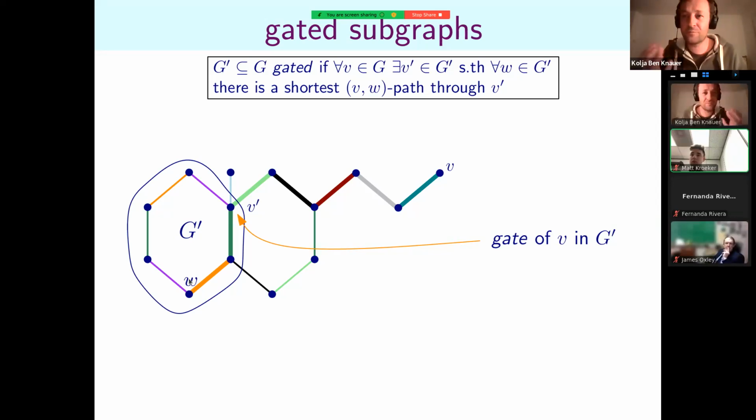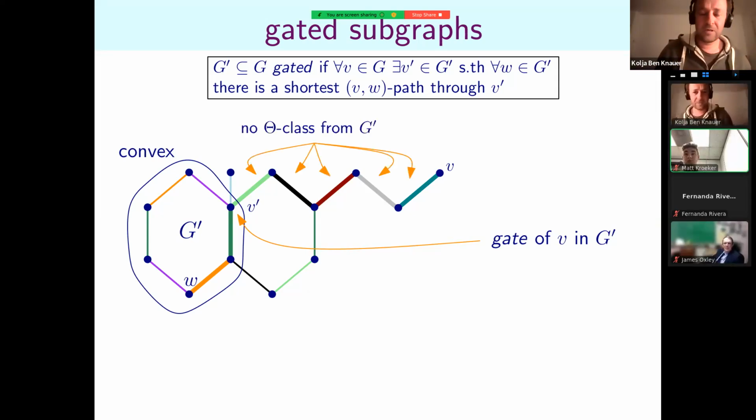It's kind of a projection. I hope you get the idea of this definition. So in my drawing in this partial cube, V prime is the gate of V in G prime, and in particular, these graphs will always be convex.